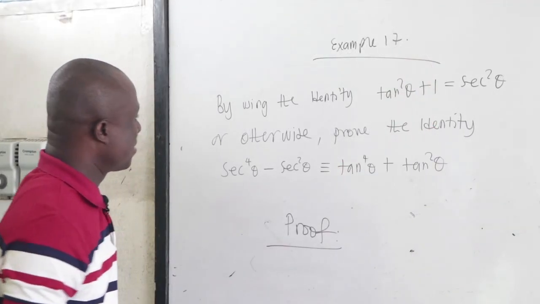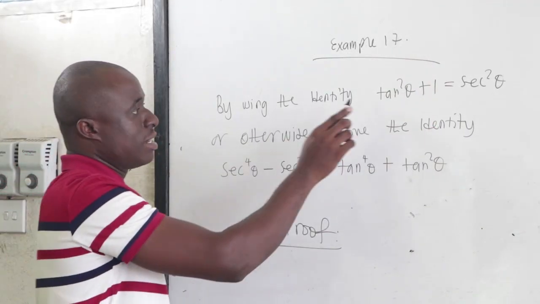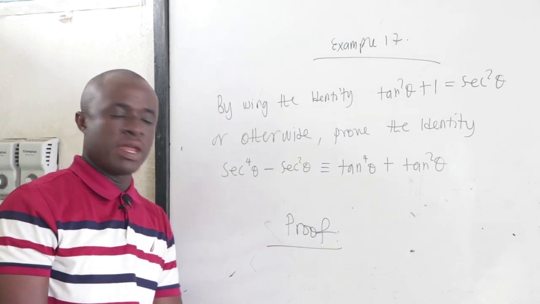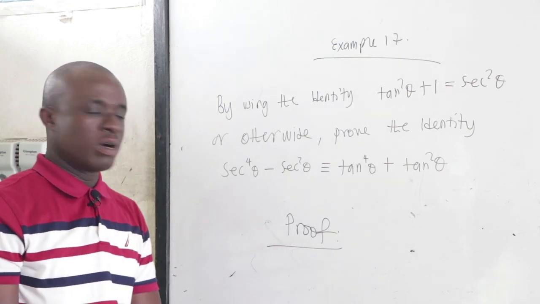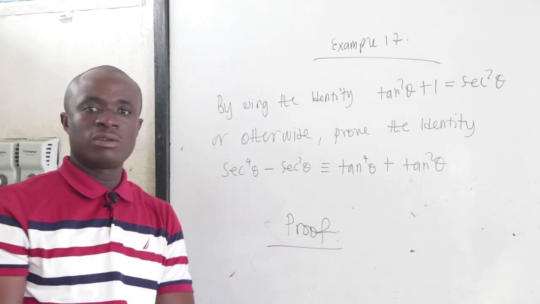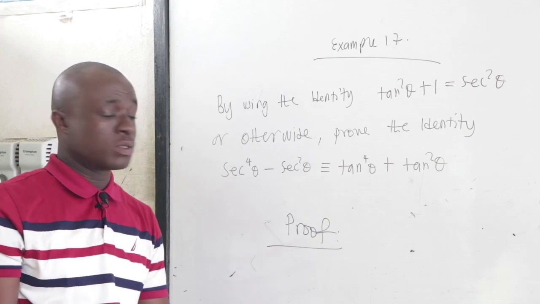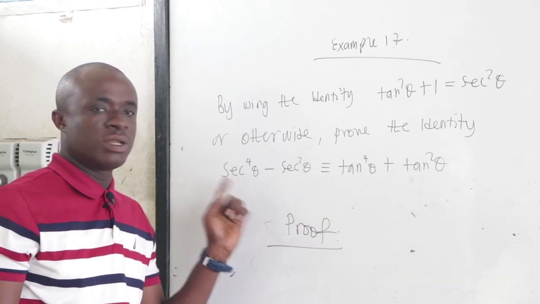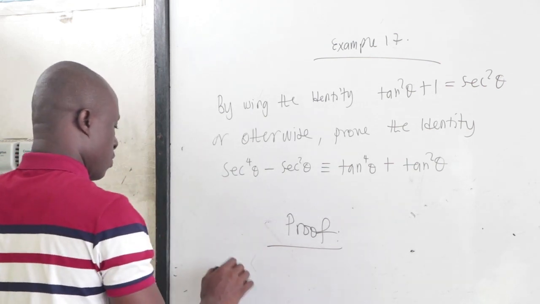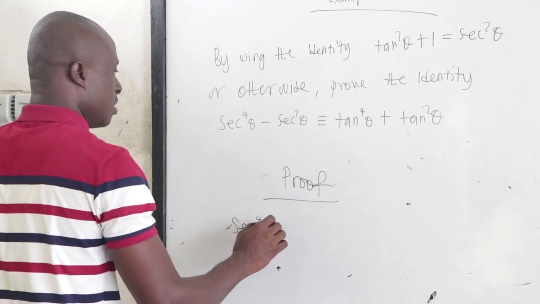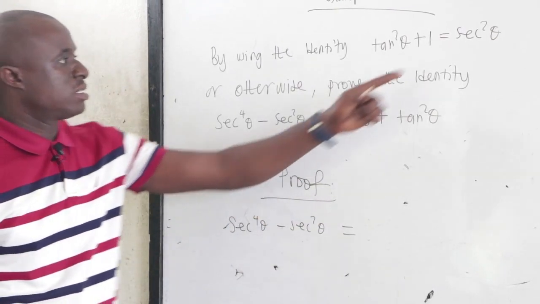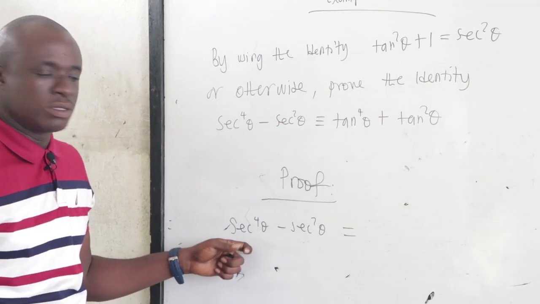Now let's consider this example. That's example 17. It says that by using the identity tan squared theta plus 1 equal to sec squared theta, or otherwise, we should prove the identity sec to the power 4 theta minus sec squared theta is equal to tan to the power 4 theta plus tan squared theta. So either we use this side to that side or that side to this side. Now let's try from this side to that side. Now we have sec 4 theta minus sec squared theta. Now what do you have here? This is sec squared theta. So let's try and transform this to that.